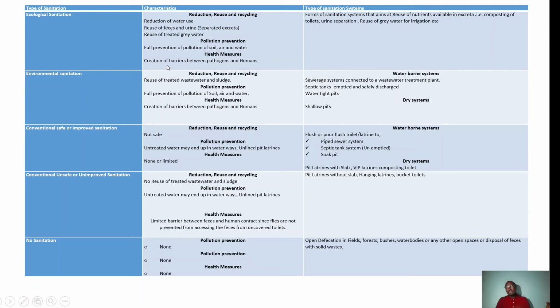Let's go to the last step in the ladder, where we have reduction of waste. These forms of sanitation systems aim to reuse the nutrients available in excreta, such as composting toilets, urine separation, and reuse of grey water in irrigation. An example here is the Safi toilets, which separate the urine from the fecal matter. Here there is a reduction of water use. We reuse the separated feces and urine, and reuse treated grey water for irrigation. For pollution prevention, there is full prevention of pollution of soil, air and water. For health measures, we have the creation of barriers between pathogens and humans.